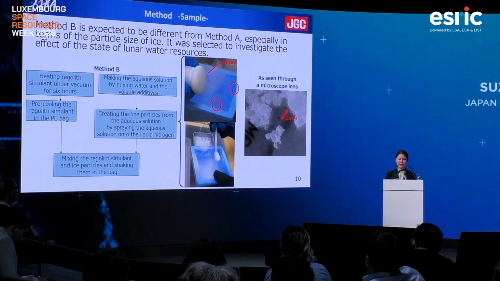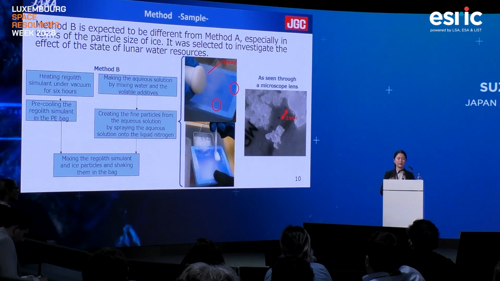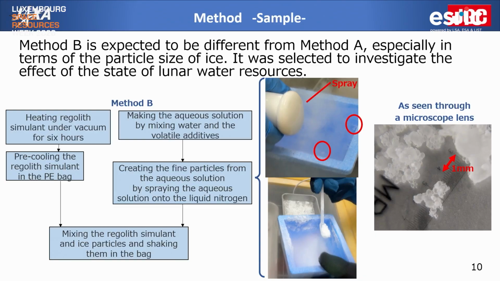And method B is different for making the ice particles. It was selected to investigate the effect of the state of lunar water resources. So we sprayed the aqueous solution onto the liquid nitrogen, and we made small particles like that and that. We made a lot of fine particles and mixed them with the regular simulant in the back.